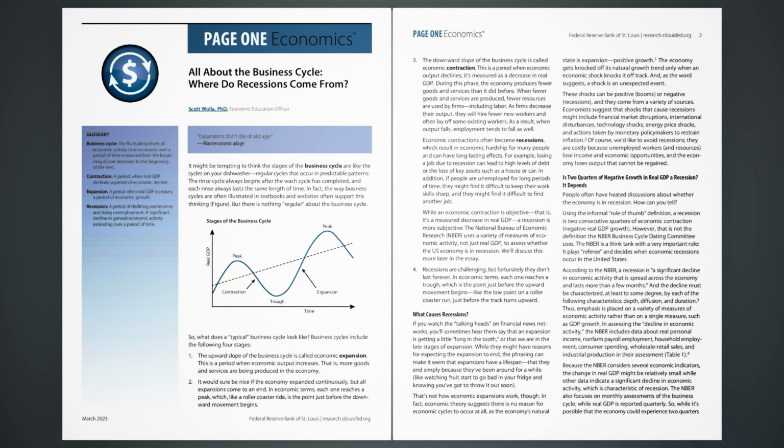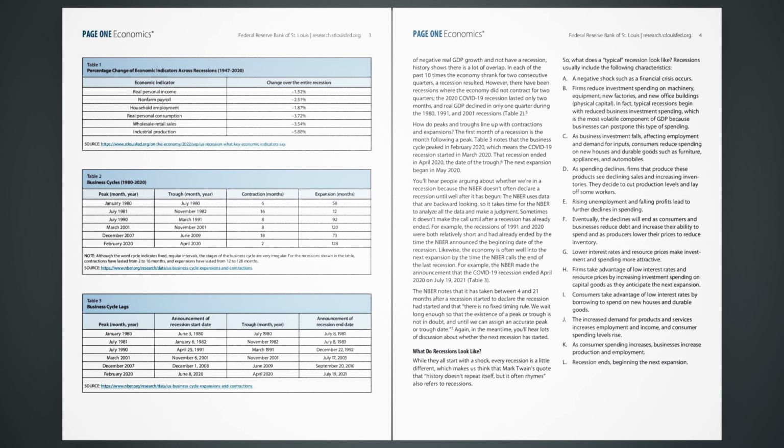The NBER also focuses on monthly assessments of the business cycle, while real GDP is reported quarterly. So, while it's possible that the economy could experience two quarters of negative real GDP growth and not have a recession, history shows there is a lot of overlap. In each of the past 10 times the economy shrank for two consecutive quarters, a recession resulted. However, there have been recessions where the economy did not contract for two quarters. The 2020 COVID-19 recession lasted only 2 months, and real GDP declined in only one quarter during the 1980, 1991, and 2001 recessions, Table 2.